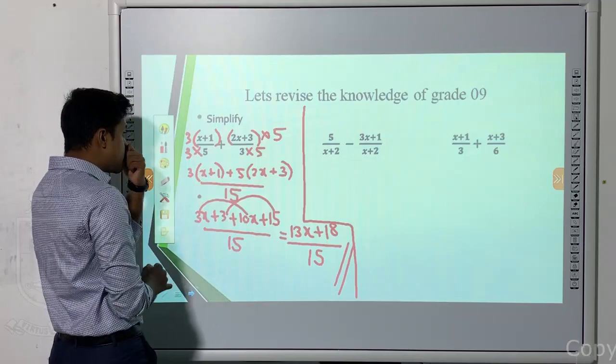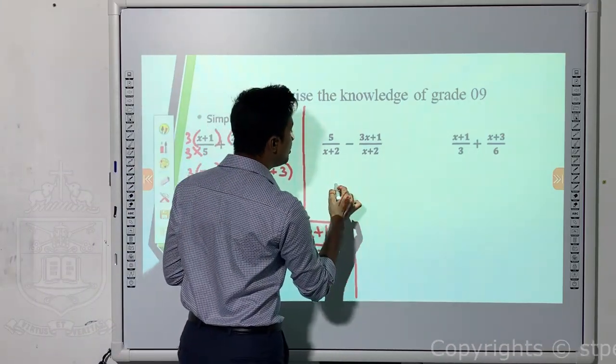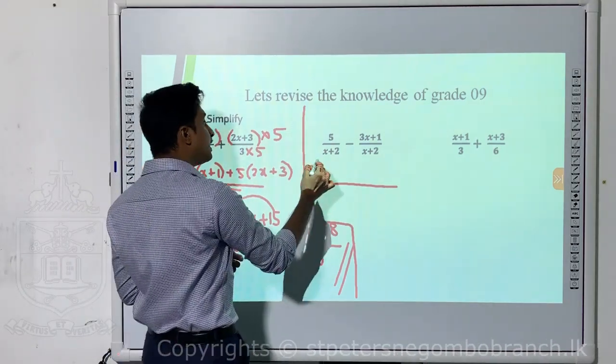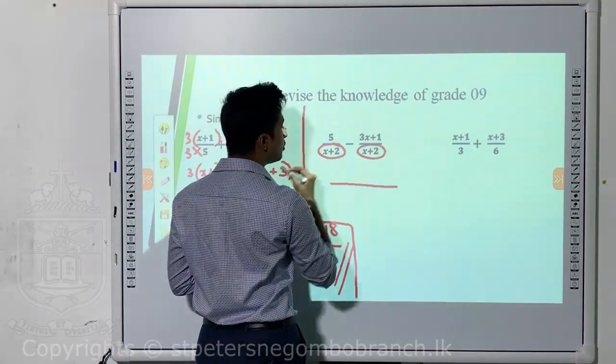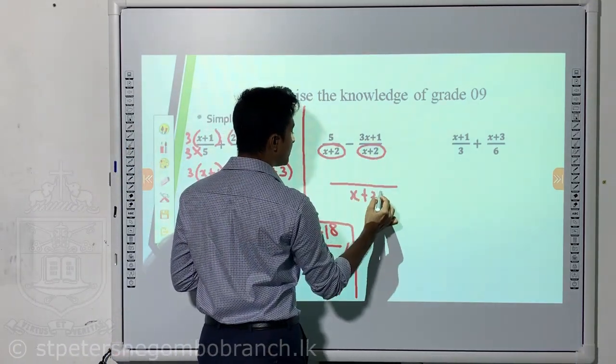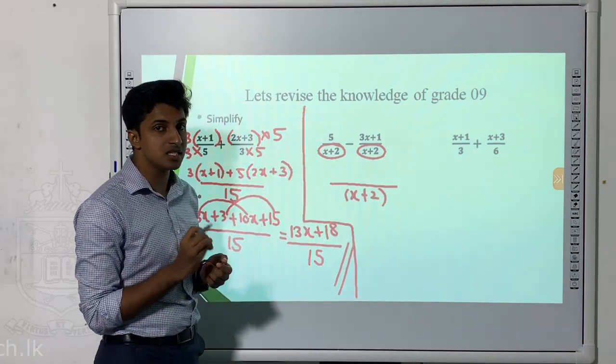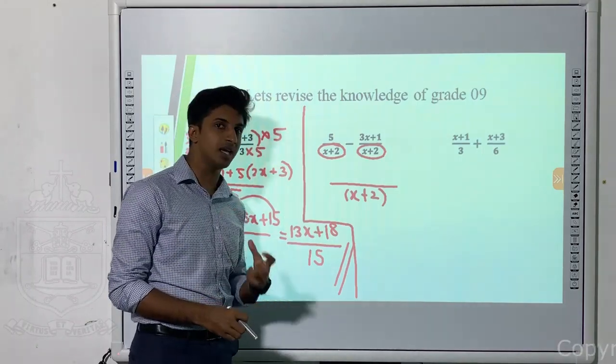Next, consider the second one. Here the denominators are the same. So no need of taking a common denominator. Both these terms have the same denominator, so take it as it is. Then for the numerators, no change is done because the denominators are the same.